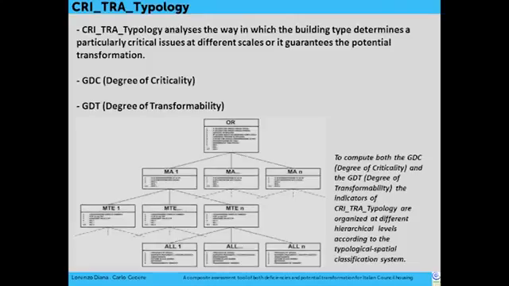The CRITRA typology gives the chance to analyze the way in which the building type determines particular critical issues at different scales of the housing supply and interior comfort, or guarantees the potential for transformation. To compute both the degree of criticality and the degree of transformability, the indicators of CRITRA typology are organized at different hierarchical levels according to the typological spatial classification system.